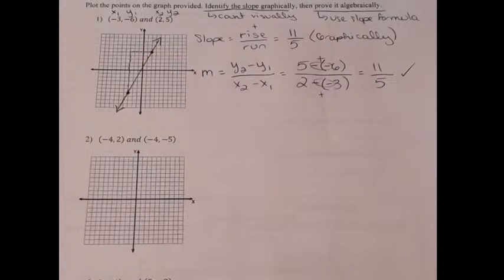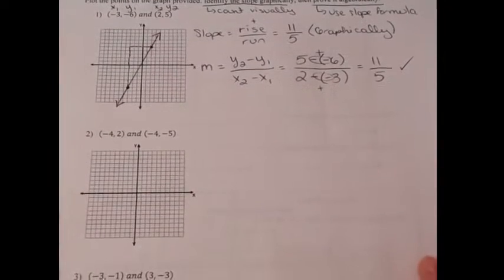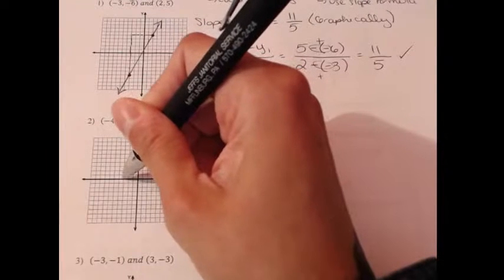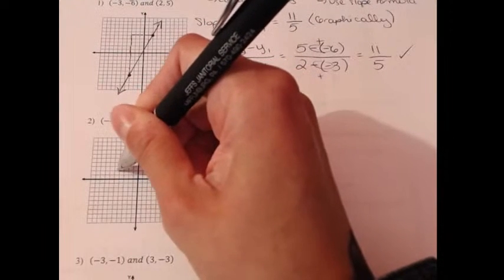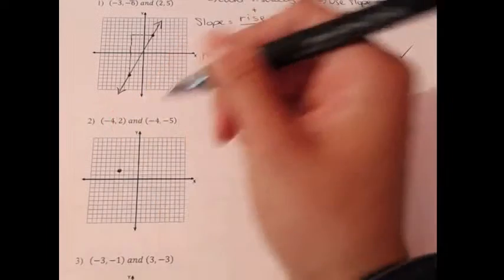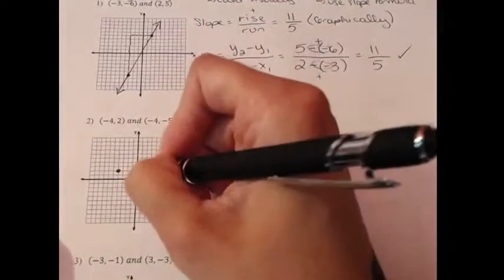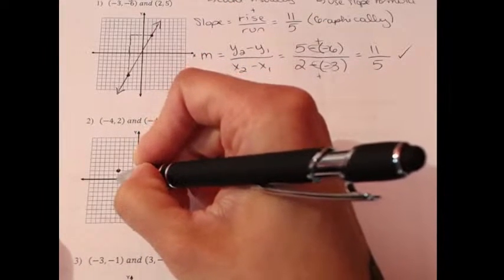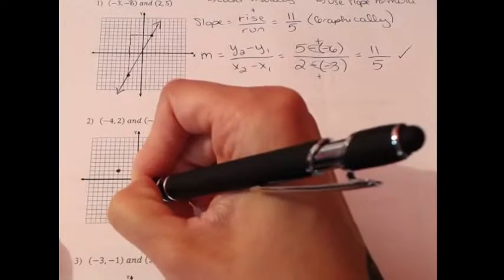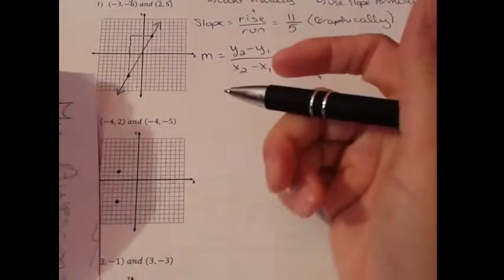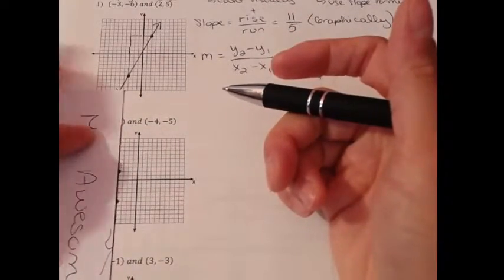So for number 2, we have negative 4, 2 as our first ordered pair. And we have negative 4, negative 5 as our second ordered pair. So let's go ahead and plot both of these points. Negative 4, 2, so negative 1, negative 2, negative 3, negative 4, and then 2, it's a positive 2, so we went up. We are in quadrant 2. Then I have negative 4, negative 5. So again, left 4, but this time down 5. 1, 2, 3, 4, 5. Interesting. Okay, so let's connect these two with a straight line.